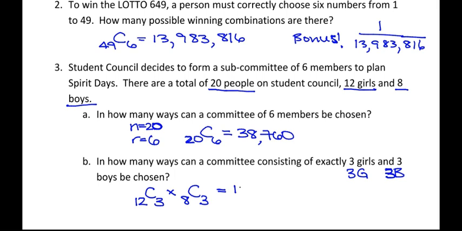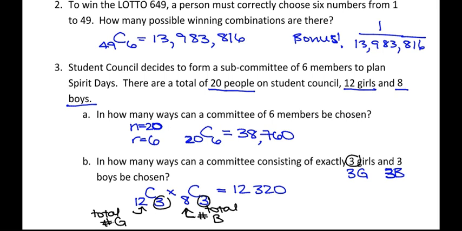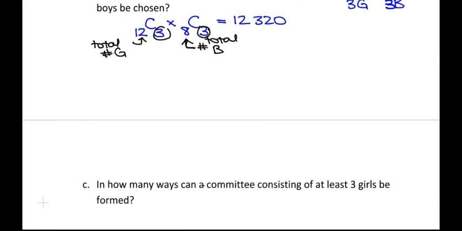So 12,320. I'll just indicate right here, this was our total number of girls, and these are our total number of boys. And we're choosing 3 and 3 because it asked us in the question. If it said, in how many ways can we choose exactly 4 girls and 2 boys, then I would replace this with a 4 and a 2. Okay, let's go on to another question. Oh, still part of the same one.